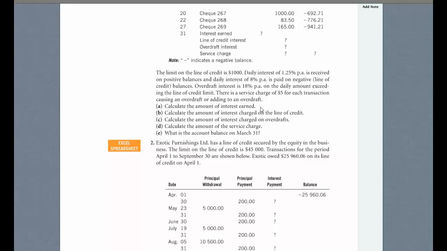A, calculate the amount of interest earned. B, calculate the amount of interest charged on the line of credit. C, calculate the amount of interest charged on overdrafts. D, calculate the amount of service charges. And what is the account balance on March 31st?